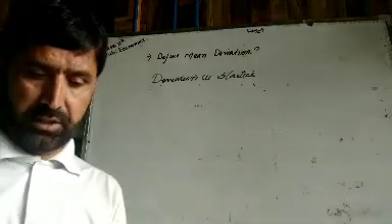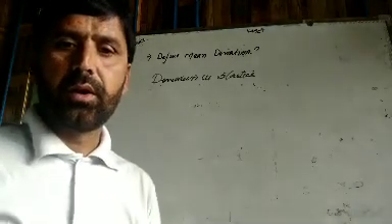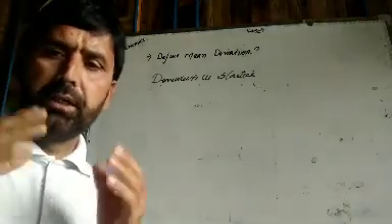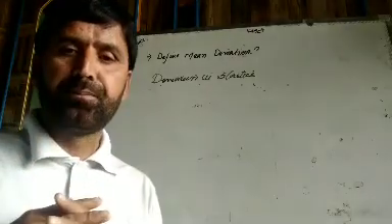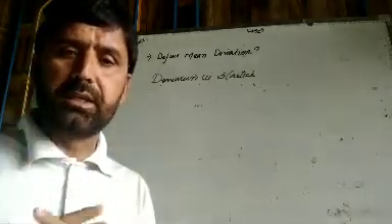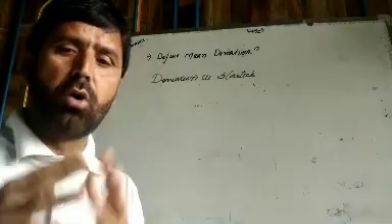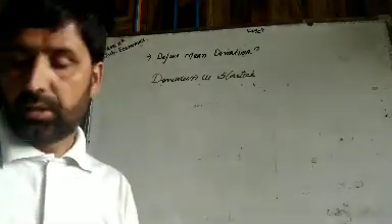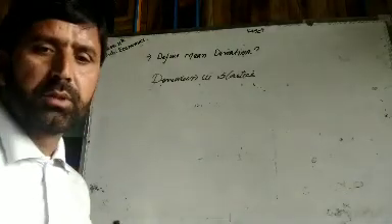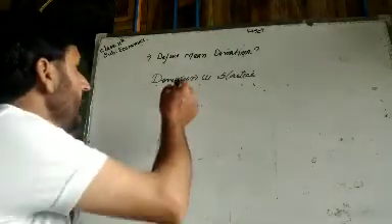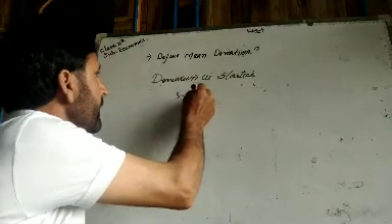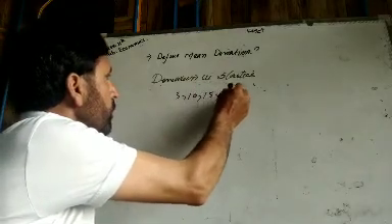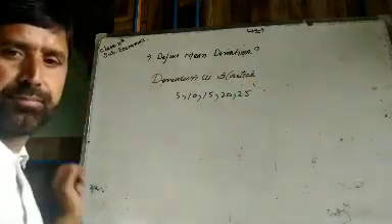Deviation in statistics. The difference between the value of one number in a series and the average value of all the numbers in the series. For example, 5, 10, 15, 20 and 25.